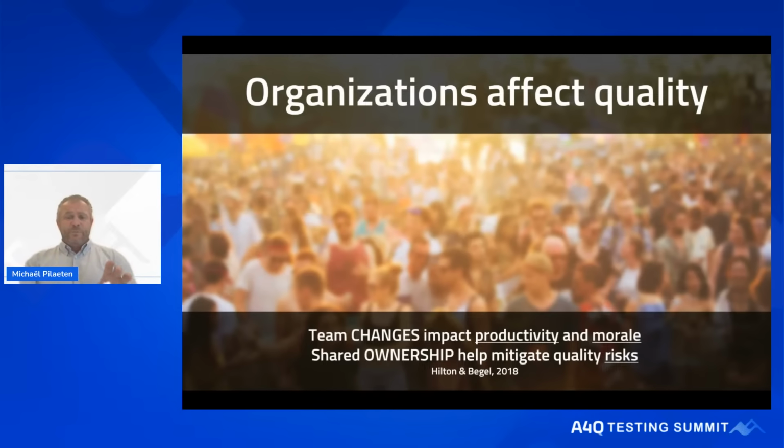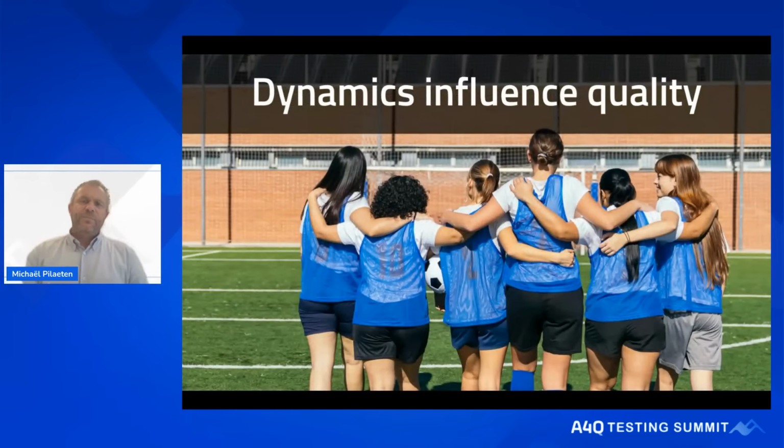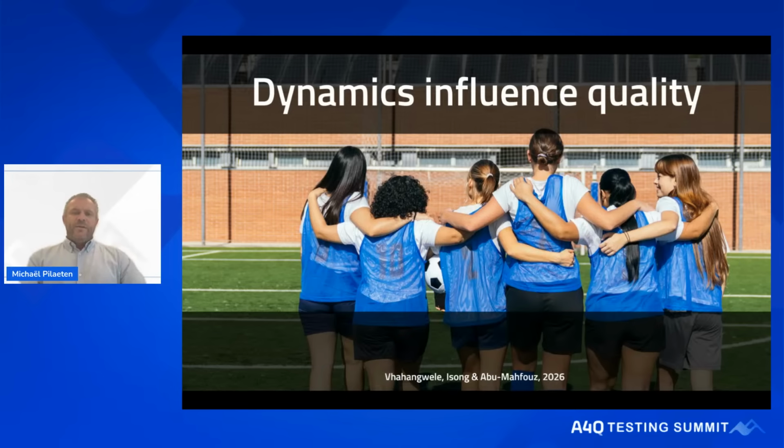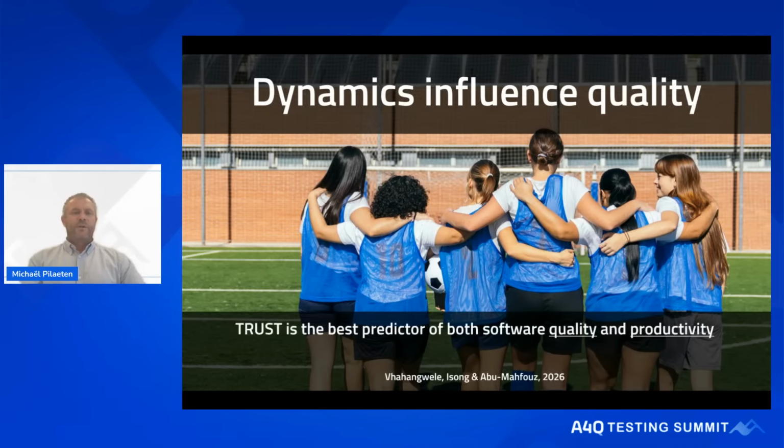So the key takeaway from this study is that stability and knowledge sharing are essential, are the key to maintaining quality within a software development or delivery team. The second study is a very, very recent study by the Journal of Information Studies and Informatics. They highlight that your internal team dynamics have a direct relationship with the resulting software quality. They tell you that trust is the strongest predictor of software quality and of your productivity.